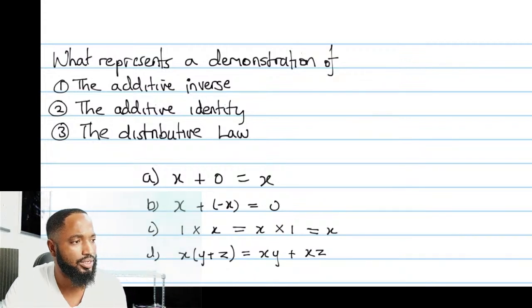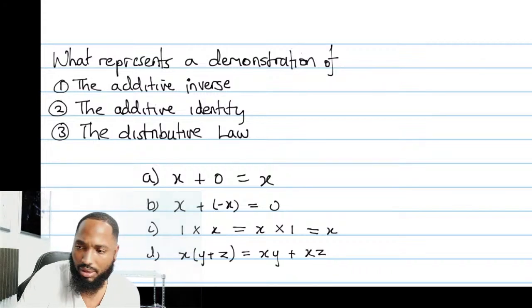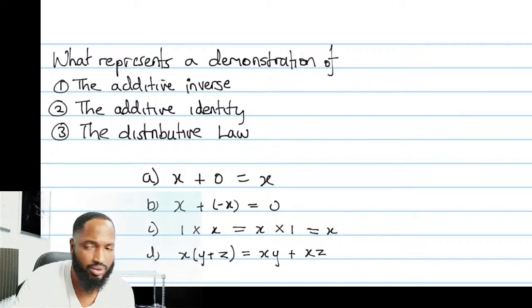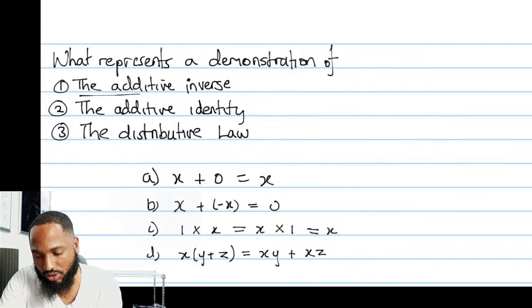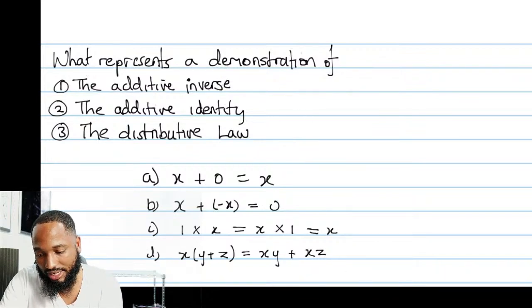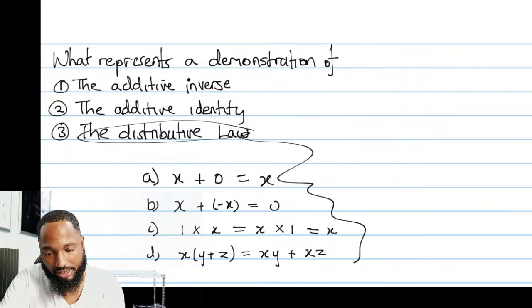Watching from Jamaica. So somebody says D, is that for question 1? So what represents a demonstration of the additive inverse? Which one of these? So question 1 is what letter? Question 2 is what letter? Question 3 is what letter?